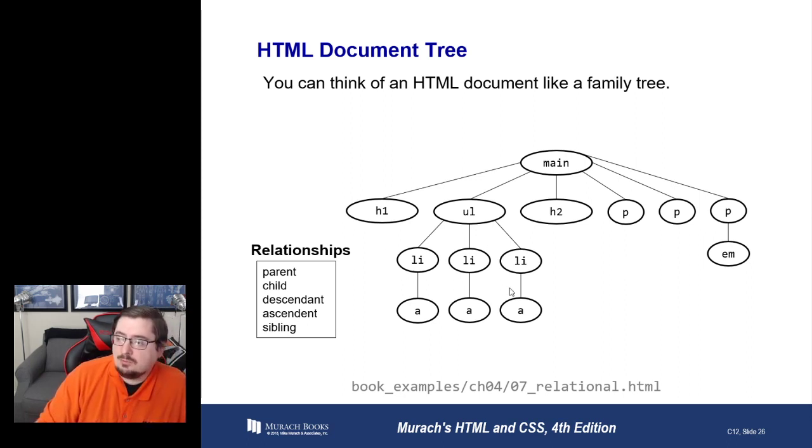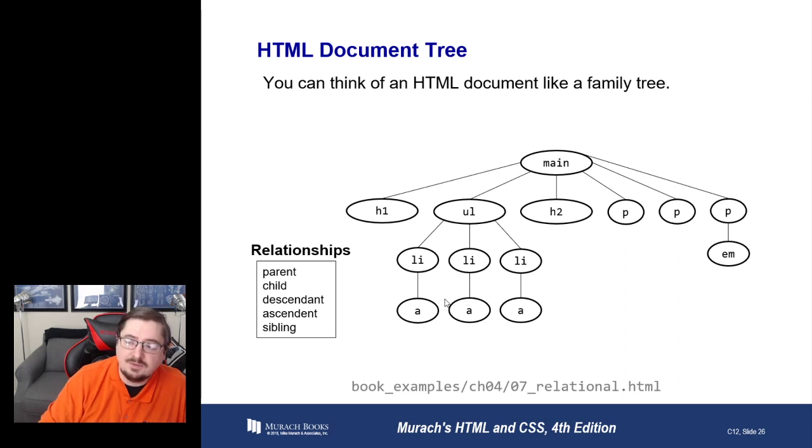So when we're talking about relationships, we can talk about them in the same way that we would if this was a family tree. If I wanted to talk about parents, I'm going up in the tree. So I would say that the parent of H1 is the main tag, or the parent of the unordered list is the main tag. I could say the anchor tag's parent is the li tag. Now I wouldn't say that the parent of the a tag is the ul tag, at least not directly.